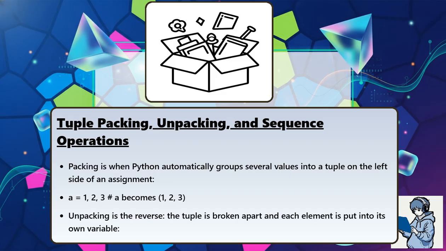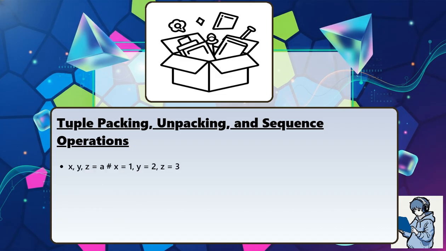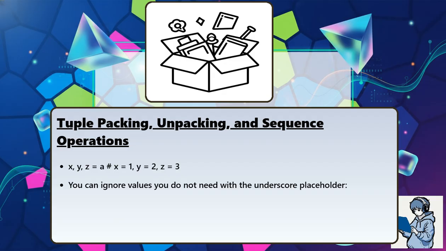Unpacking is the reverse. The tuple is broken apart and each element is put into its own variable. x, y, z = a, x equals 1, y equals 2, z equals 3. You can ignore values you do not need with the underscore placeholder. x, _, z = a, x equals 1, z equals 3, the middle value is discarded.